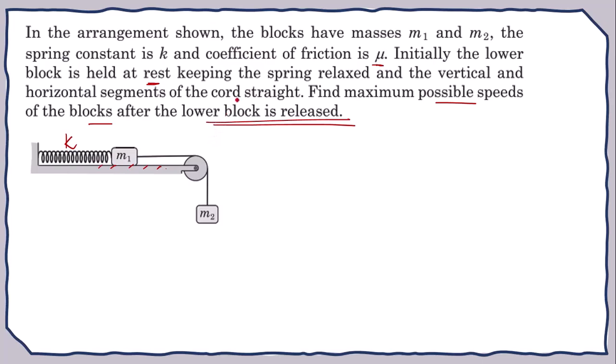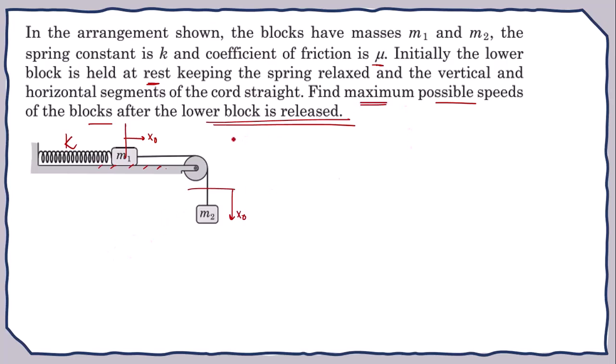Once I release the lower block, let us say the block M2 is released and moves downward by distance x naught. Then M1 will move in this direction by the same distance x naught. So the spring is elongated by x naught. Now, you are asked to calculate the maximum speed.